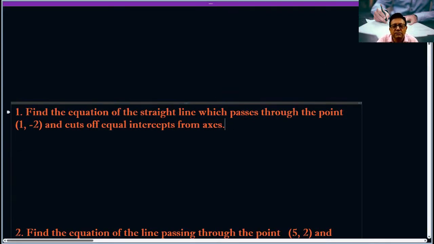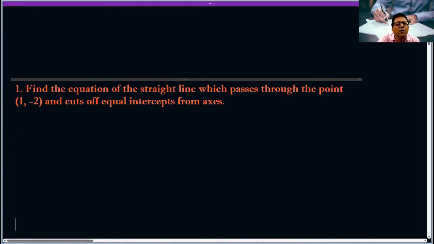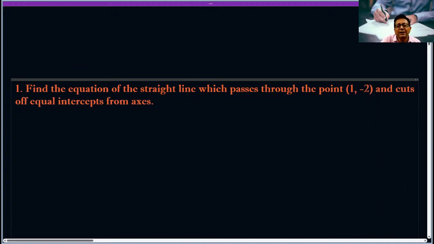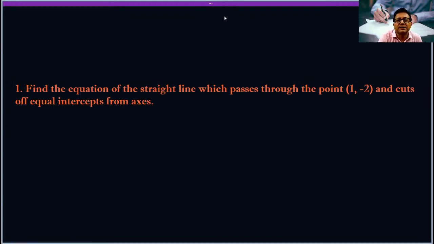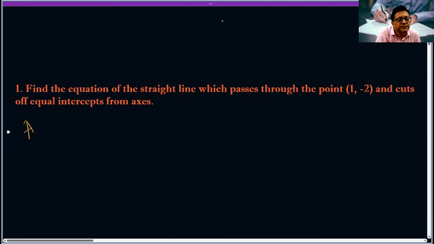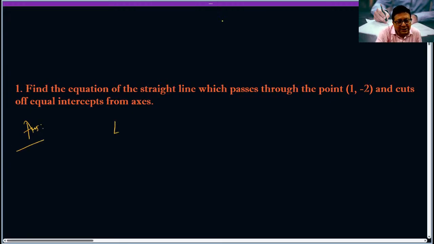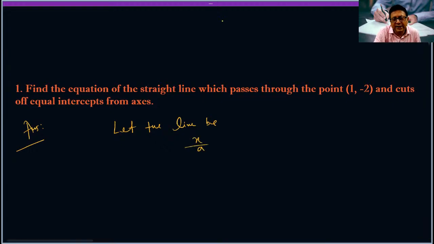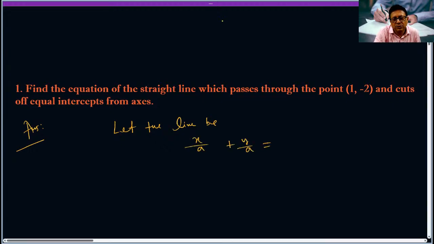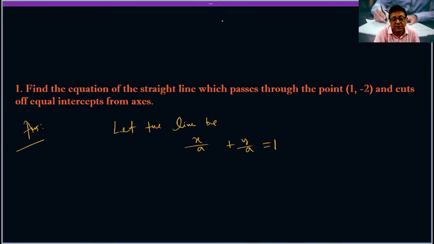Check this one. Find the equation of the straight line which passes through the point (1, minus 2) and cuts off equal intercepts from the axes. So you will start with the intercept form. Let the line be x by a plus y by a equal to 1, because it has equal intercepts.